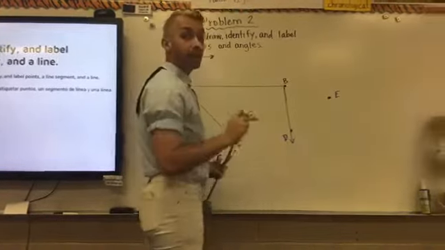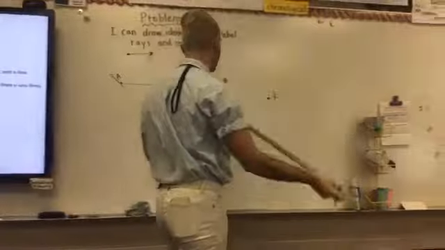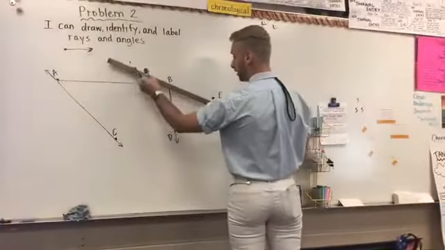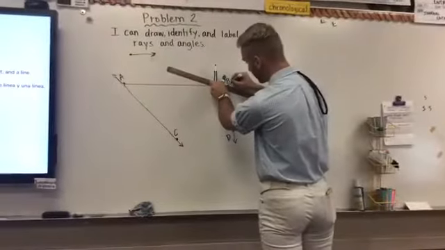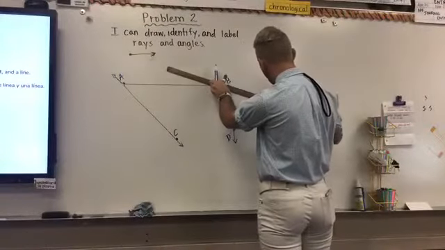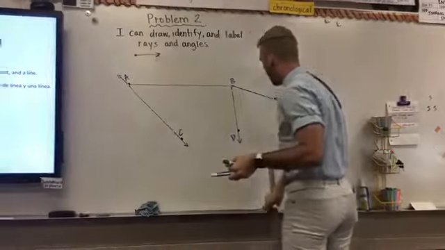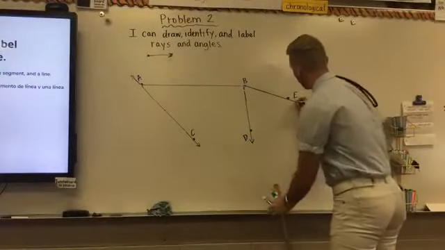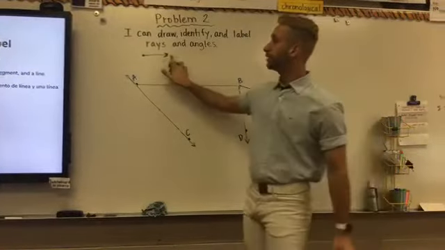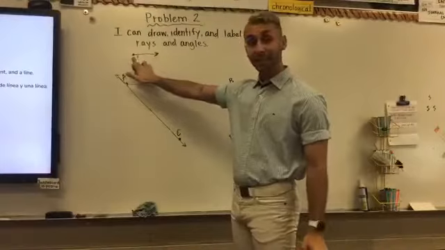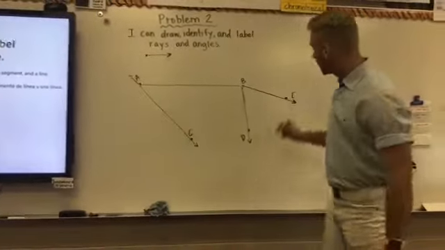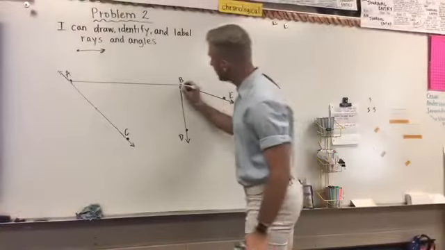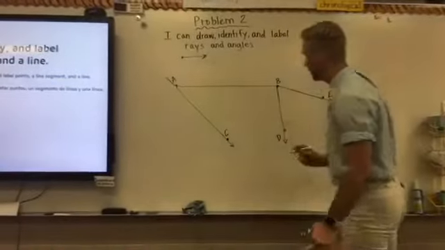Now with the next one, I'm going to do the same exact thing. I'm going to connect B and E together. When I draw my line, I'm going to make it go a little bit past the point E. And then boom, another ray, because again, a ray has an endpoint, and then the other part of the line just keeps going. B is our endpoint, and there we go.